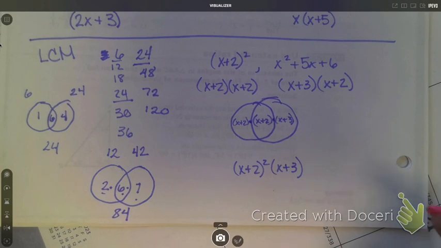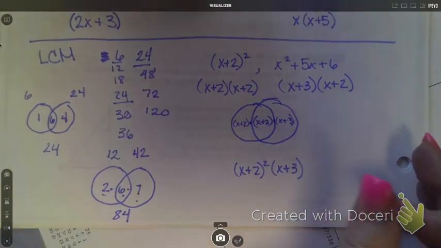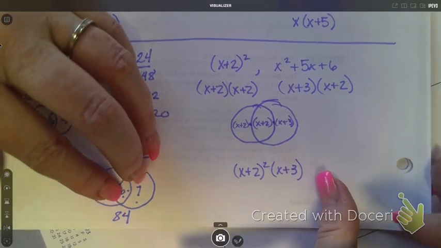So is this on one of our problems? Well, this is how you get common denominators. So yes, it's on every problem.